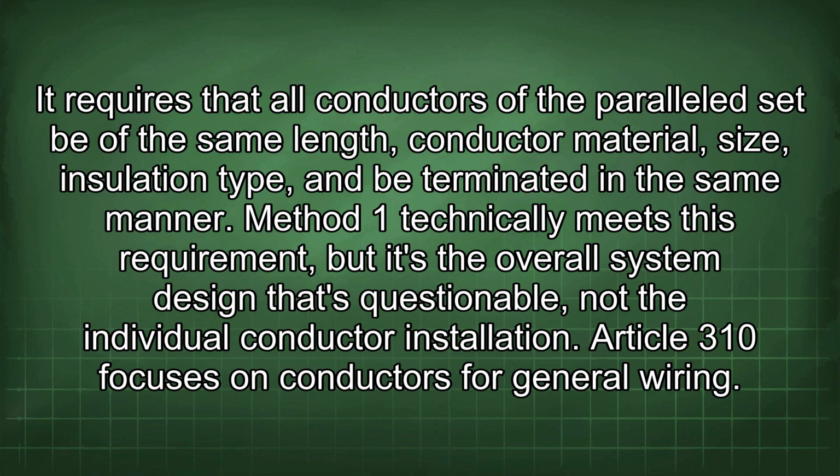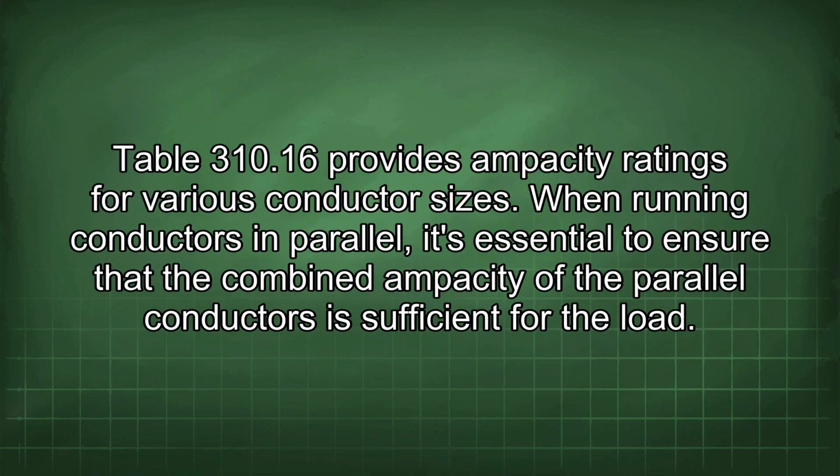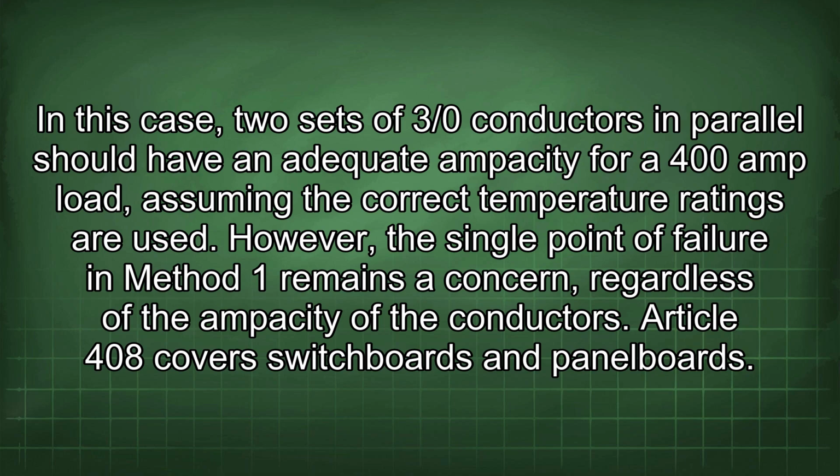Article 310 focuses on conductors for general wiring. Table 310.16 provides ampacity ratings for various conductor sizes. When running conductors in parallel, it's essential to ensure that the combined ampacity of the parallel conductors is sufficient for the load. In this case, two sets of 3/0 conductors in parallel should have an adequate ampacity for a 400 amp load, assuming the correct temperature ratings are used. However, the single point of failure in Method 1 remains a concern, regardless of the ampacity of the conductors.